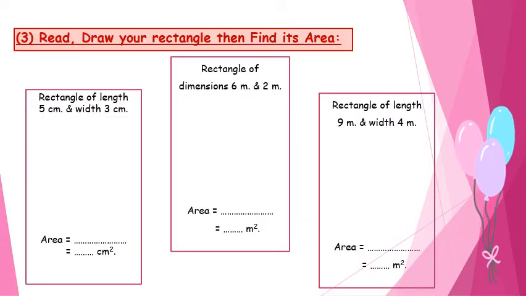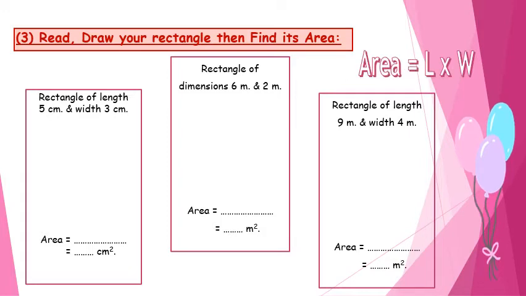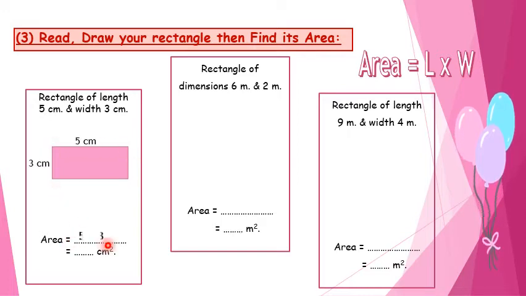Okay, here I'm going to draw the rectangles and find the area. So first I must put the rule here because I use it all the time. The area is length multiplied by width. So I multiply them together to find the area. First I will draw my rectangles. This rectangle has length 5 centimeters and width 3 centimeters. So I will draw it like this. This is 5 and this is 3. If I want to find the area, I multiply 5 by 3. It will be 15 centimeters squared.